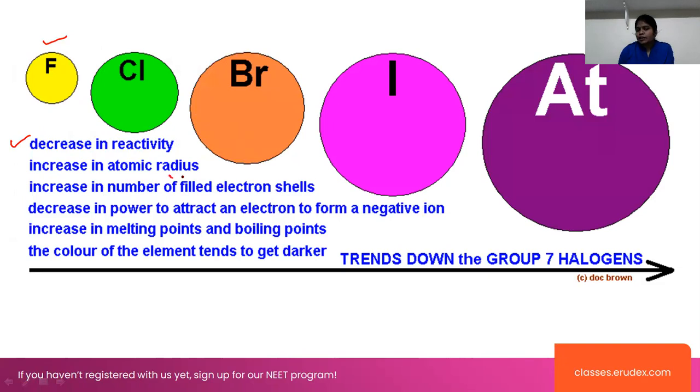Next is the increase in the atomic radius. Generally, with increase in the atomic number, atomic radius increases, and the number of filled electron shells increases. Next is the decrease in the power to attract an electron to form a negative ion.